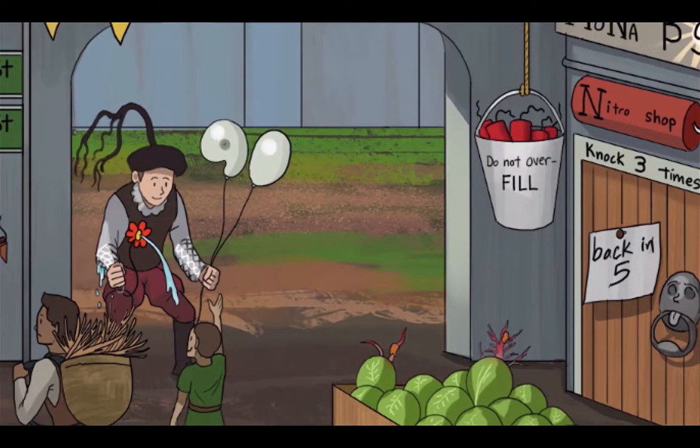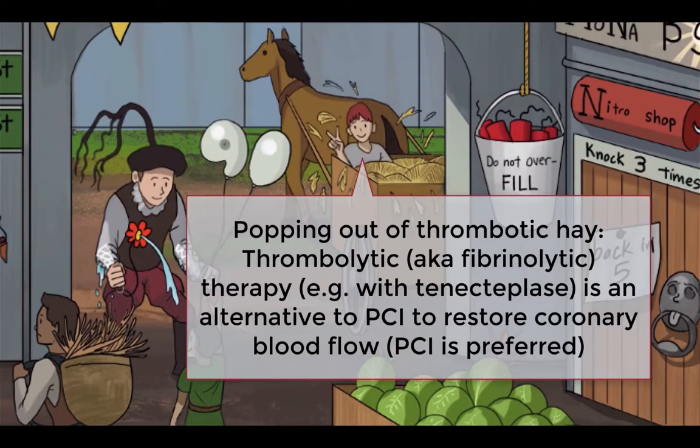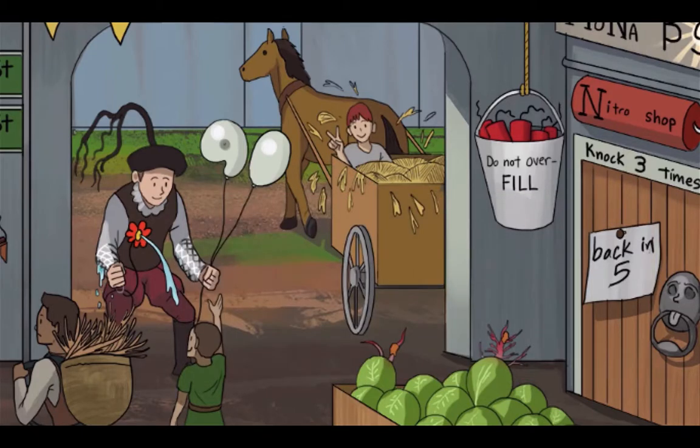principles. Before PCI was commonly available, blood flow was restored with thrombolytic therapy, with a tissue plasminogen activator drug. Thrombolytic therapy is also known as fibrinolytic therapy and is represented here by this kid disrupting this pile of thrombotic hay. The most commonly used drug for acute myocardial infarction in the United States is tenecteplase.